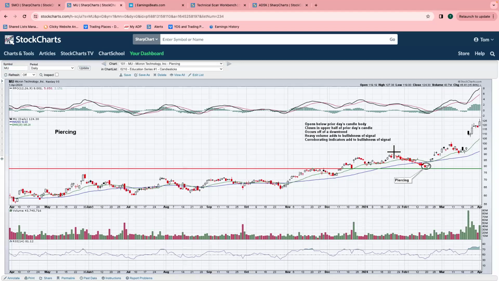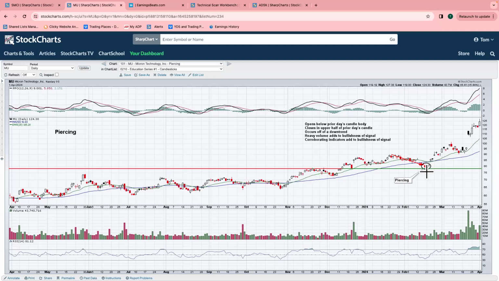So a piercing candle opens below the prior day's candle body. That red filled candle, you can see we actually opened just below it. And then you want to close in the upper half of the prior day's candle. So if you get up here and you close just a little bit above yesterday's close, that's not good enough. You want to be working your way back at least into the upper half of the prior day's candle. And then you get confirmation when the next day you see a higher price. Again, all of this occurs off of a downtrend.